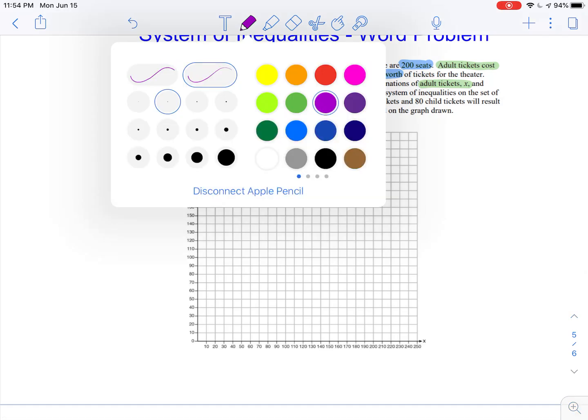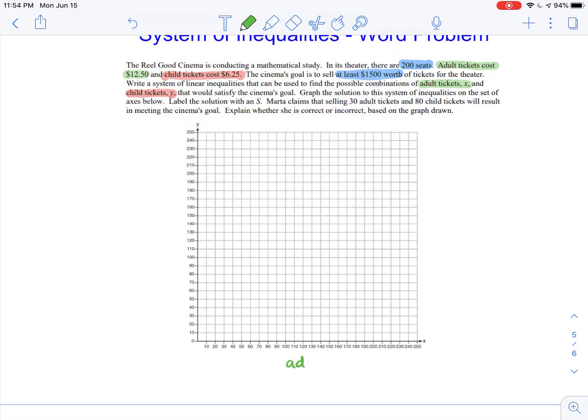Okay, so on the X value here is adult tickets. On our Y value here, it is child's tickets. It's important to use the variables that they define for us. So what are our two situations we're writing for? Well, we have seats and we have money.